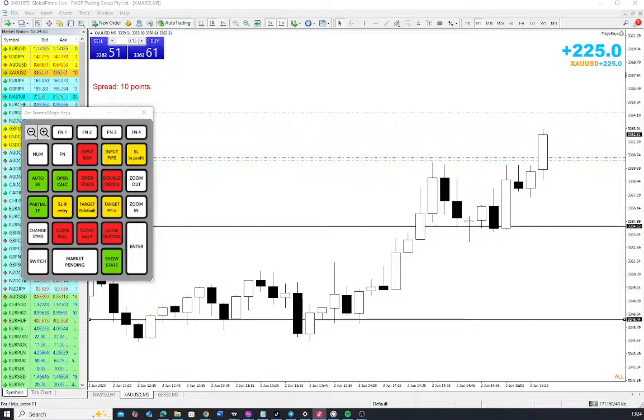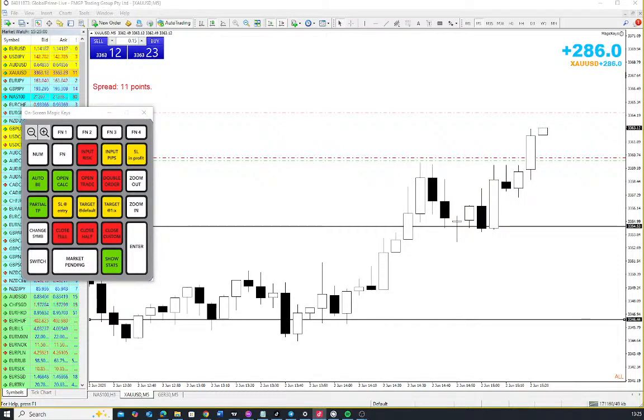Okay, maybe you're gonna see. There we go. So I've got three screens up now. I don't know how we're doing this, but we're 30 pips up.